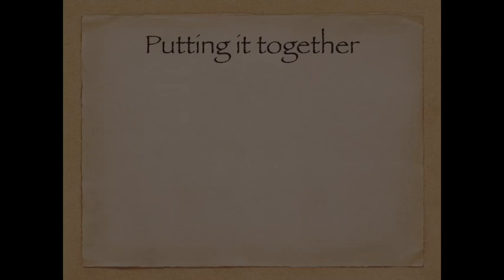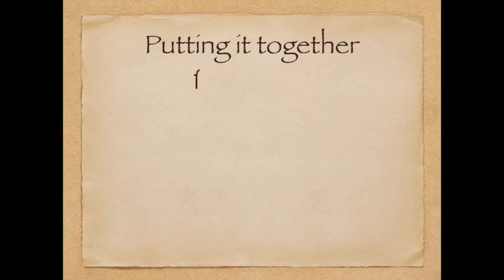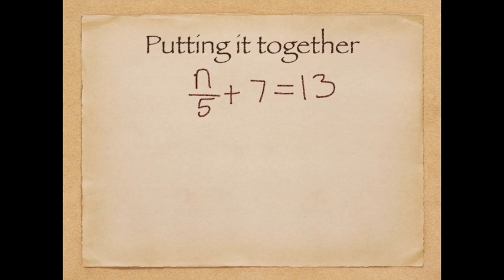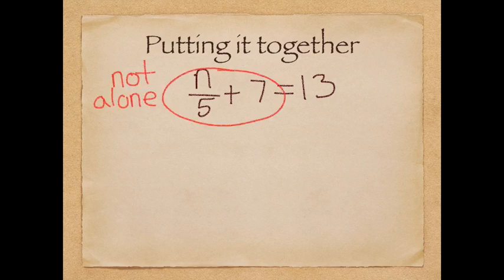So let's jump right into it. Let's put it all together. Here is an example. I have n divided by 5 plus 7 equals 13. Well, let's start by realizing that this n divided by 5 is not alone. It is with someone else. It's got that plus 7 sitting there, and we don't want that plus 7. We want to get rid of that 7 because it's keeping the n from being by itself.